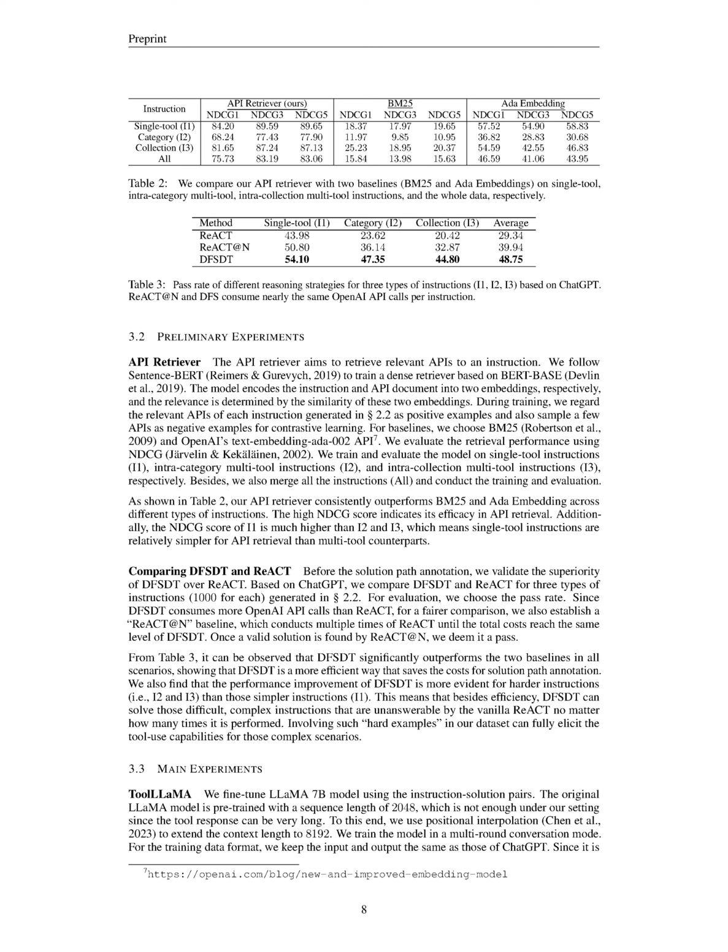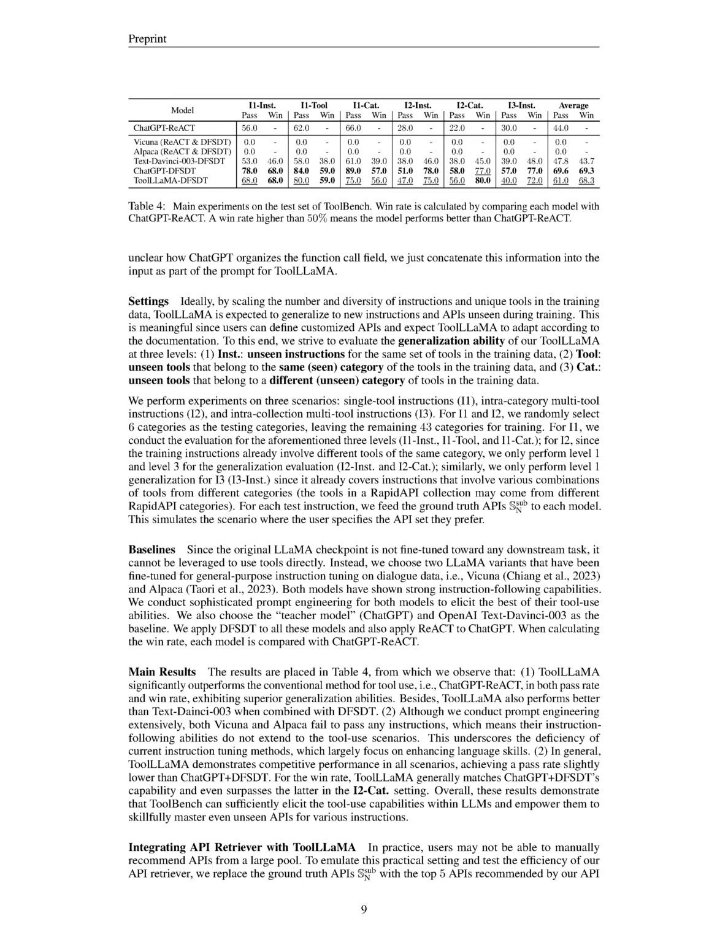We've trained our model to handle multi-round conversations, and we've kept the format of the training data the same as that used by ChatGPT. However, since it's not clear how ChatGPT handles the function call field, we've simply added this information to the input as part of the prompt for ToolLLaMA. Our hope is that by increasing both the number and diversity of instructions and unique tools in our training data, ToolLLaMA will be able to handle new instructions and APIs that it hasn't seen during training. This is important because users can define their own APIs and expect ToolLLaMA to adapt based on the documentation.